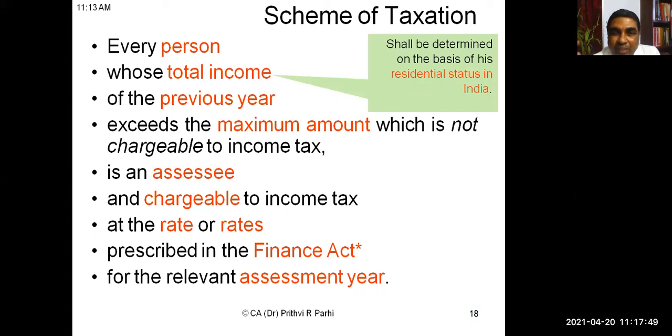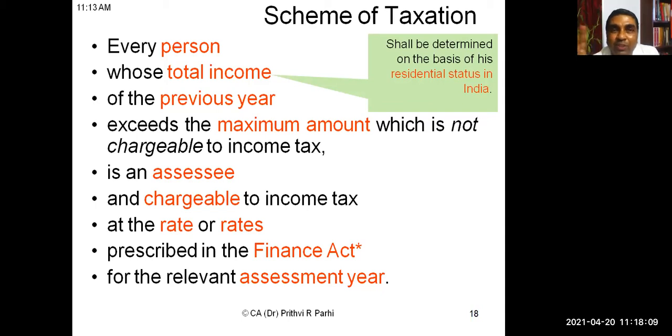He can also be a resident but not ordinarily resident. So on that basis, total income will vary. So one should have some idea about the residential status. One can plan the residential status in such a way that tax liability will be minimum, because certain incomes are not taxable to a non-resident.